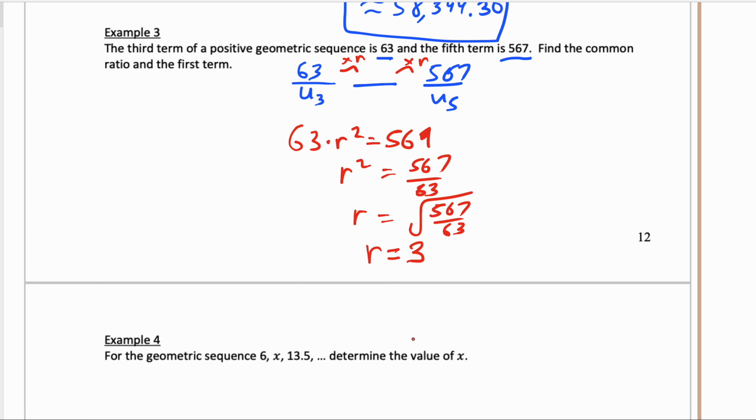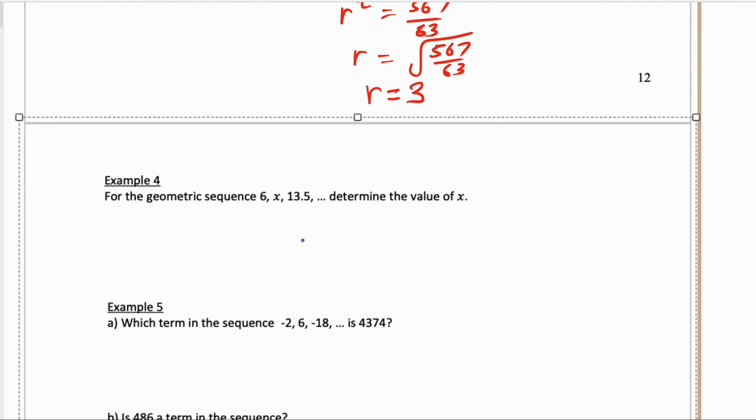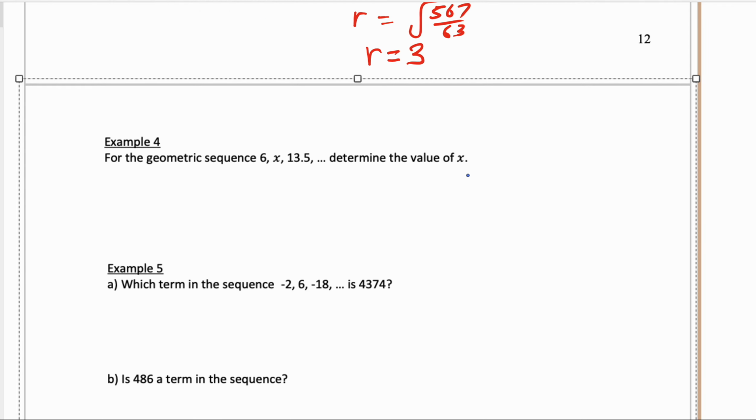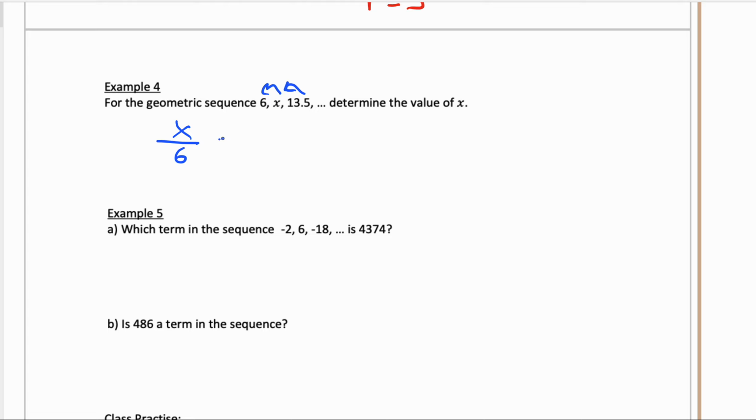Okay, next we have, for the geometric sequence, determine the value of x. Remember I said before, geometric sequence is all about r, the common ratio. If it's a geometric sequence, then when you divide, you always get the r value, you always get the same thing. So this means that x divided by 6 has to be equal to 13.5 divided by x, and we can solve this. So we get x squared equals 6 times 13.5.